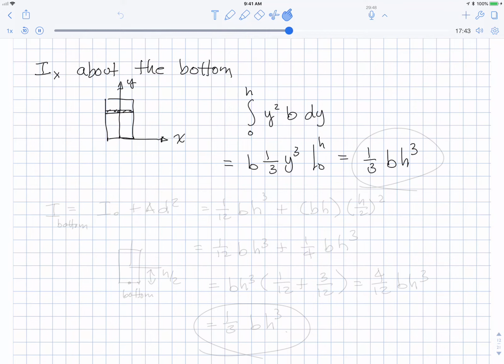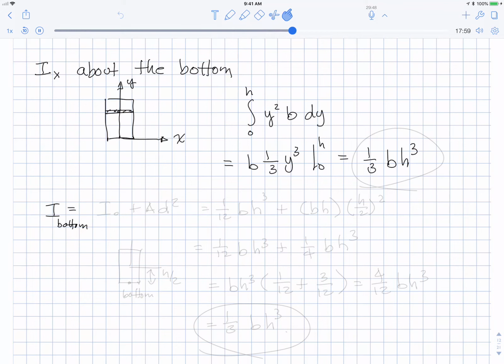It would be one step less. But anyway, to do this without doing an integral, you just get I about the bottom equals I about the centroid, which we're calling I0, plus A D squared. So that equals 1/12 base times height cubed, right? Which is I about the centroid. We just did that. Plus the area, b times h, times the distance squared.